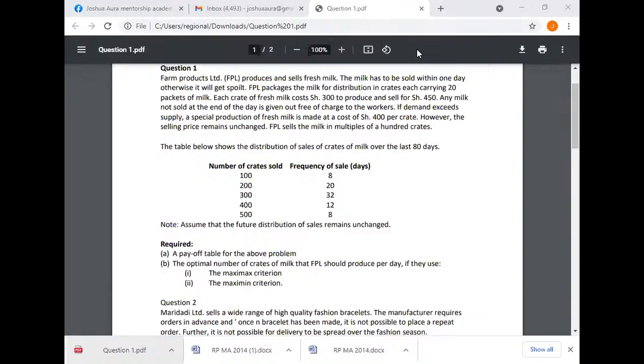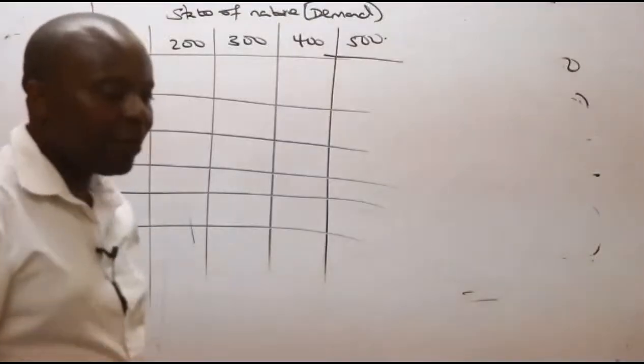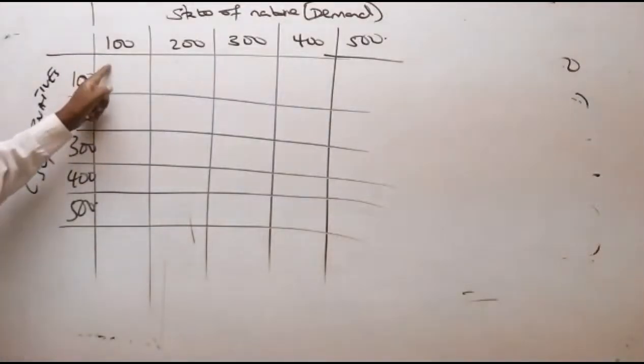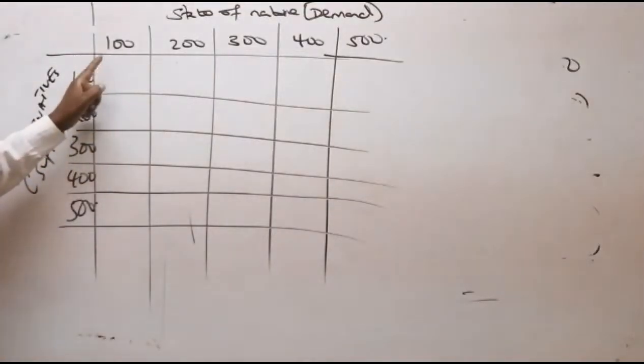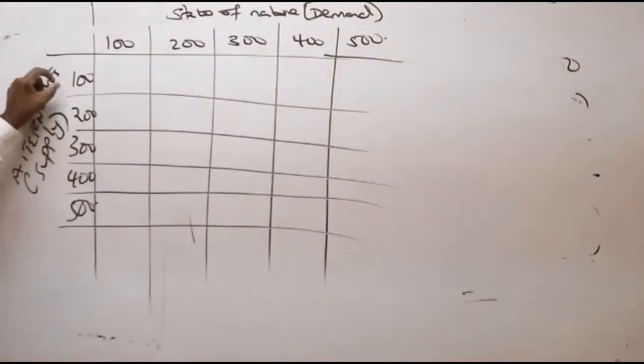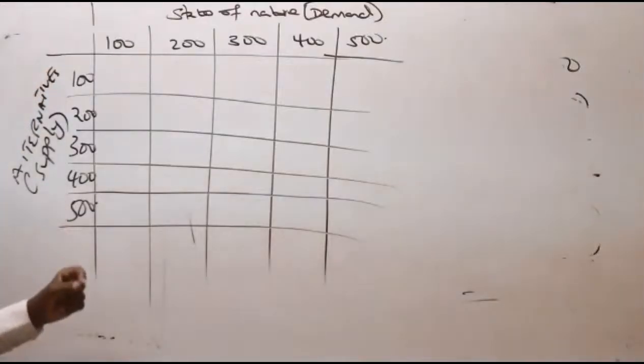So, ladies and gentlemen, where do we begin from? Look at my first cell. First cell, ladies and gentlemen, what are the outcomes here? In the first cell, we have set aside, we have produced 100 crates of milk.